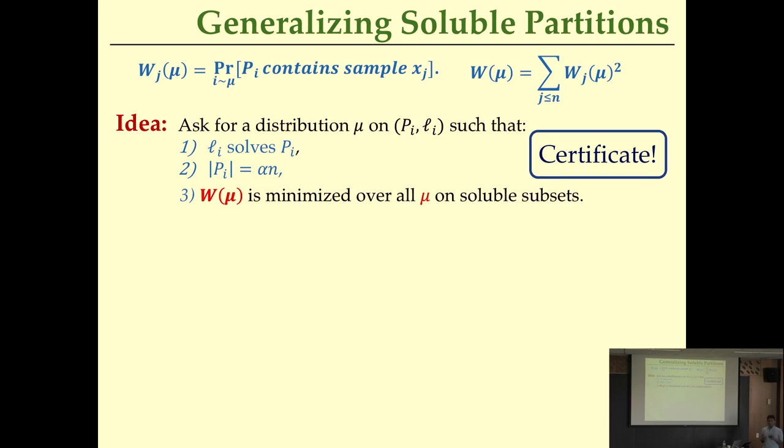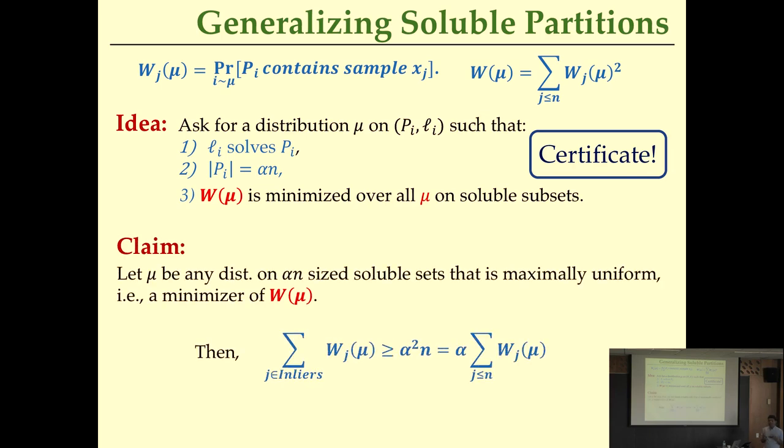Good? And the point is that everything that we did works even for this more general notion of the certificate. Basically, the same argument can be repeated. The key point is that for a mu that minimizes the W of mu measure, you can still show that W of mu intersects the inliers, in the sense that it has large enough weight on the inliers, precisely in the same way that a partition did. This is just some simple variational argument. If mu places less weight on the inliers, you can always mix it with the distribution which outputs the inliers with probability one, since inliers are always a soluble set, and you can shift the weights and always make this happen.